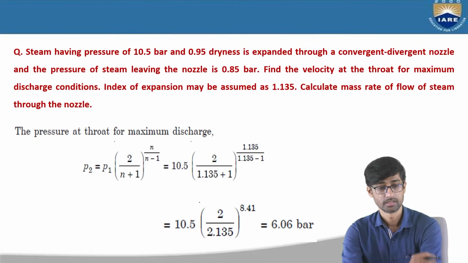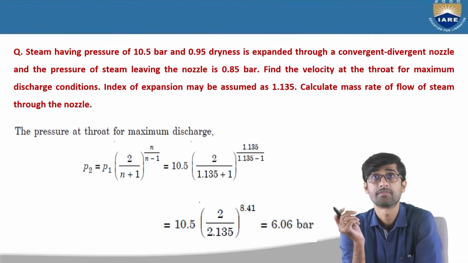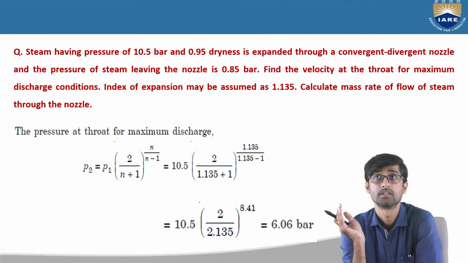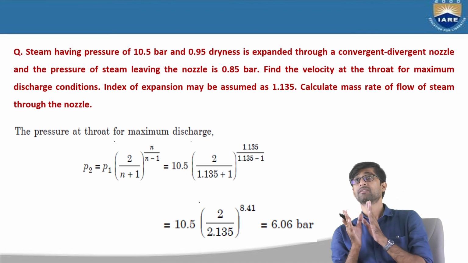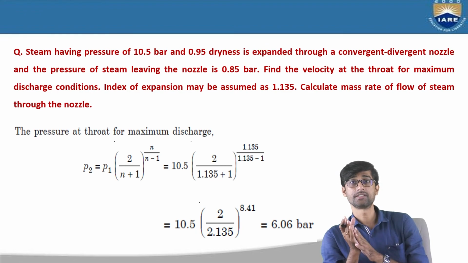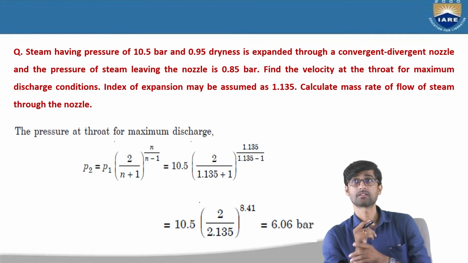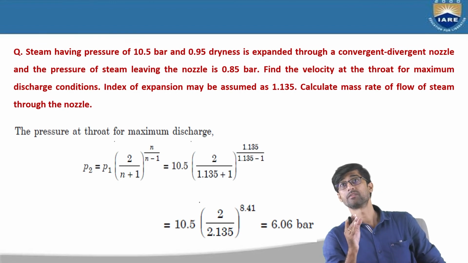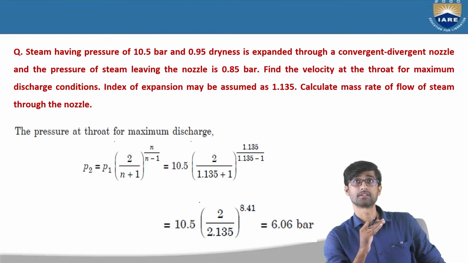Next, steam having pressure of 10.5 bar and 0.95 dryness is expanded through a convergent divergent nozzle, right? The nozzle is given convergent and divergent, right? And the pressure of steam leaving the nozzle is 0.8 bar. Calculate the velocity at the throat for maximum discharge conditions, and index of expansion is given 1.135. Also calculate the mass flow rate of steam passing through the nozzle.